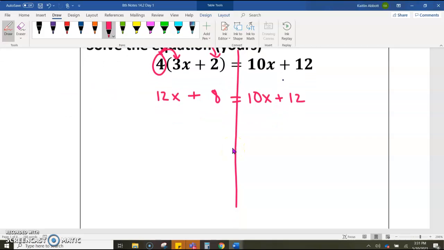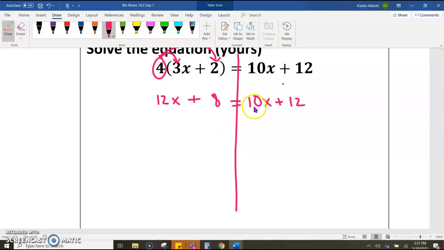Okay, so now let's get the variables to one side. I need to make a 0 pair with the smaller one. Which one was smaller? 12 or 10? 10. So we are going to make a 0 pair. So it's a positive 10, so I need a negative 10x. Those go away. Minus 10x. And so we have 12 minus 10 gets us 2x. Bring everything else down. Plus 8 equals 12.